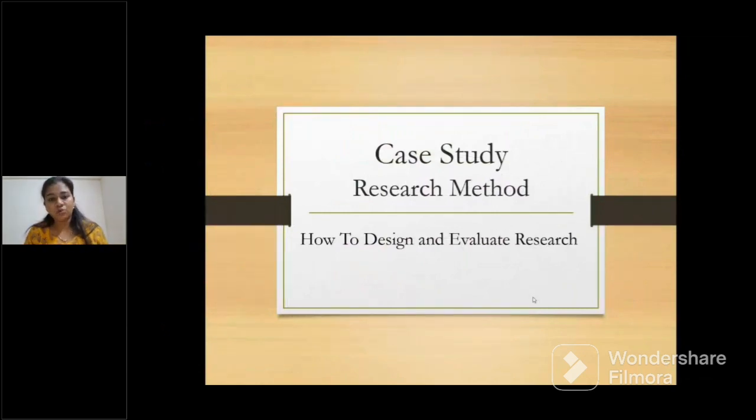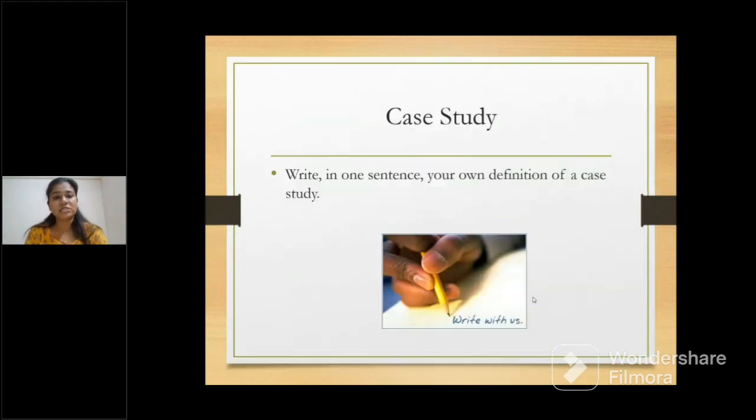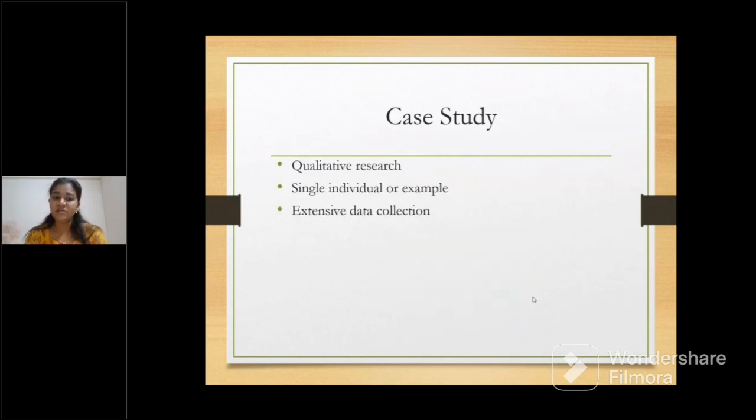Let us talk about the outcome, case study, or case study of a research method, how to design and evaluate research. Firstly, we are writing in one sentence. This is just a revision, so you know what you have studied so far. You're writing it in one sentence, in a definition format. There are different types of case studies.